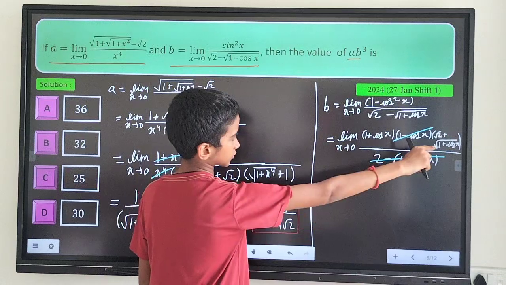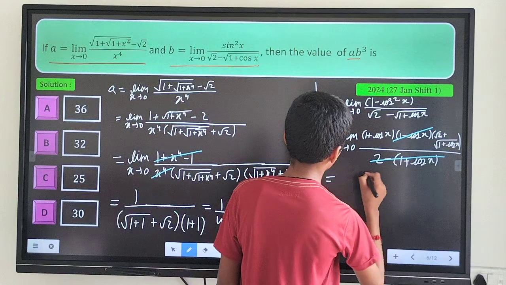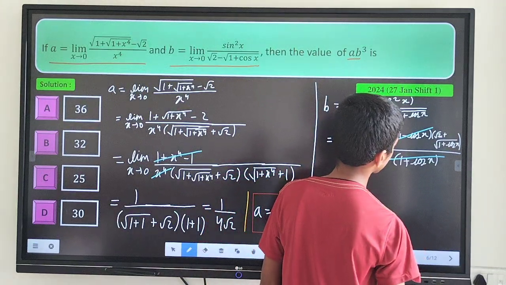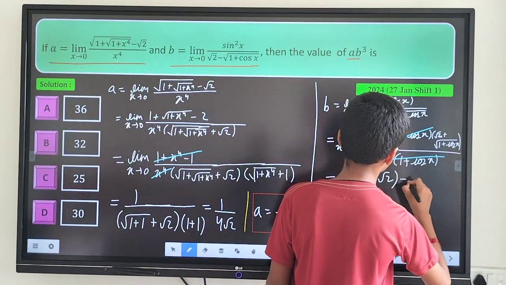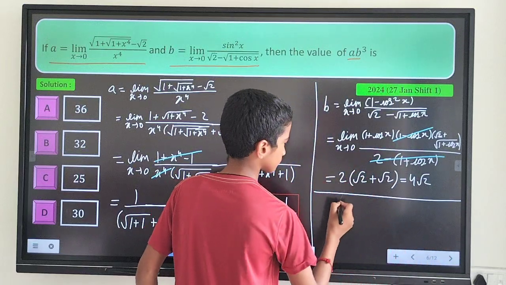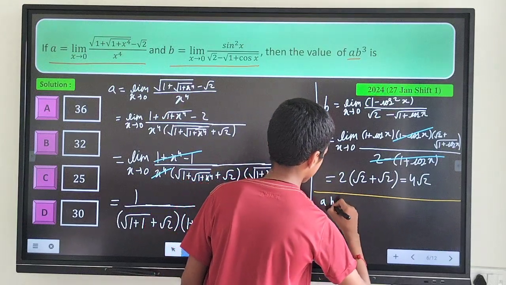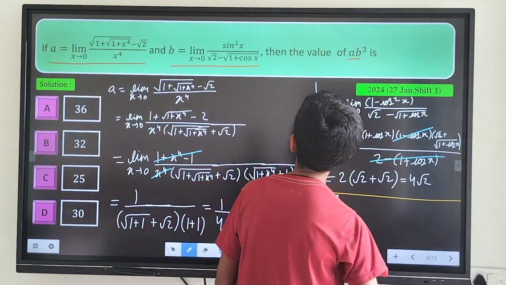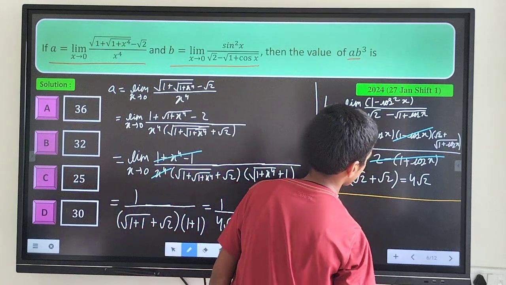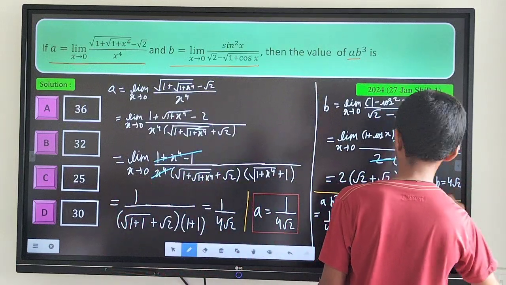Now we will put x tends to 0 in this limit. We will get 1 plus 1 is 2, and root 2 plus root 2, which is equal to 4 root 2. Now our A times B cube is equal to A, which is 1 upon 4 root 2. Wait a minute, let me clear here. Our B is equal to 4 root 2.